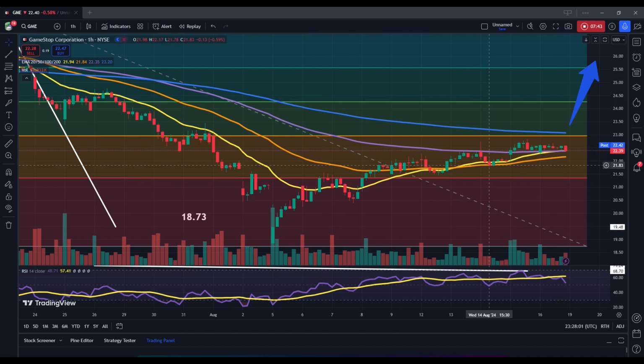So these are the price levels that I would be watching here going forward, and I do think that the Monday open is going to be pretty important for this stock. So here's the current market update for GameStop Corporation, stock ticker GME.